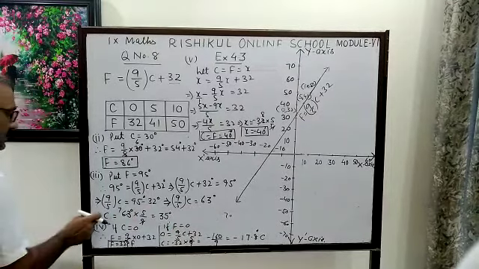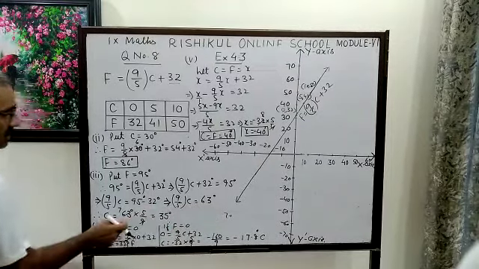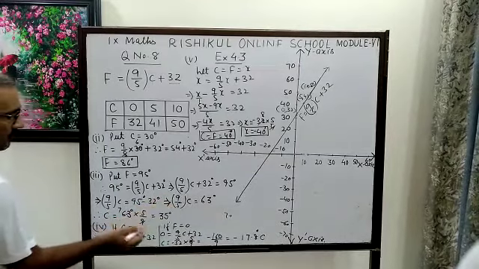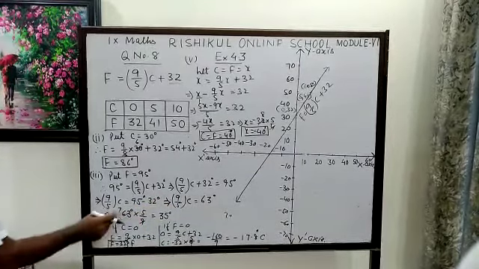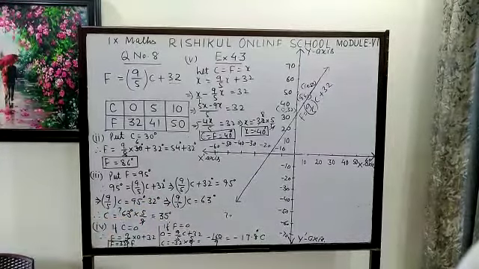And then C is equal to 63 into the reciprocal of 9/5, that is 5/9. 9 sevens are 63, and 7 fives are 35. Is it clear? So your C will be 35 degrees.